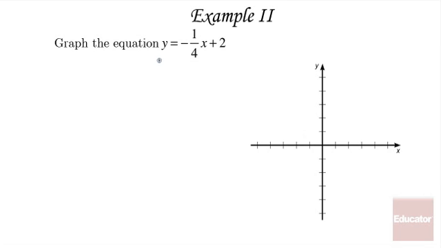Graph the equation y equals -1/4 x plus 2. I recognize that this is in slope-intercept form, y equals mx plus b, giving me the information that b is equal to 2, and m, the slope, is equal to -1/4.